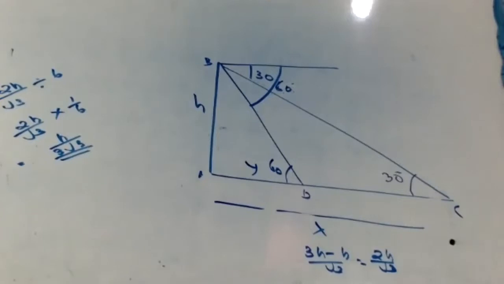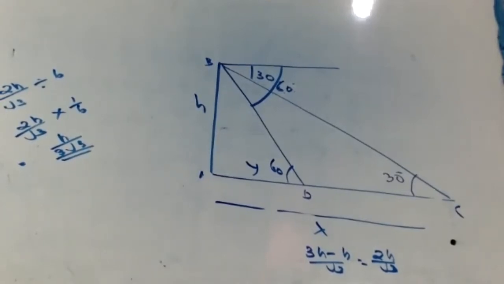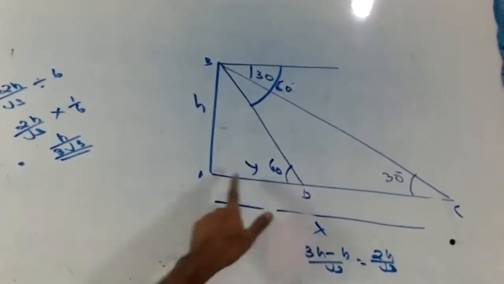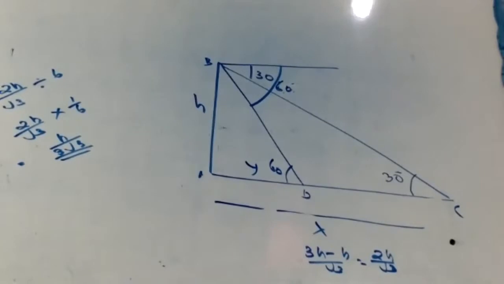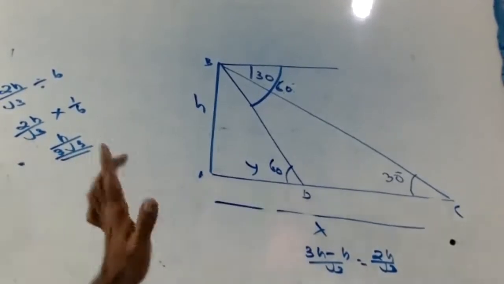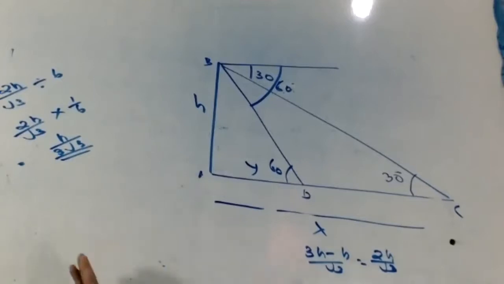Then right, since the car moves with uniform speed, speed of the car from D to A equal to H by 3 root 3. Here also the same speed, H by 3 root 3. Right?